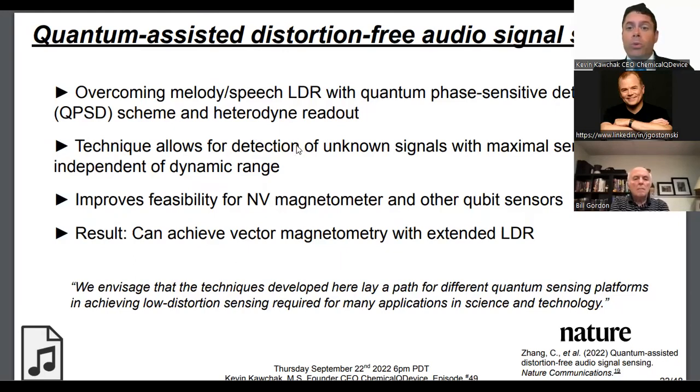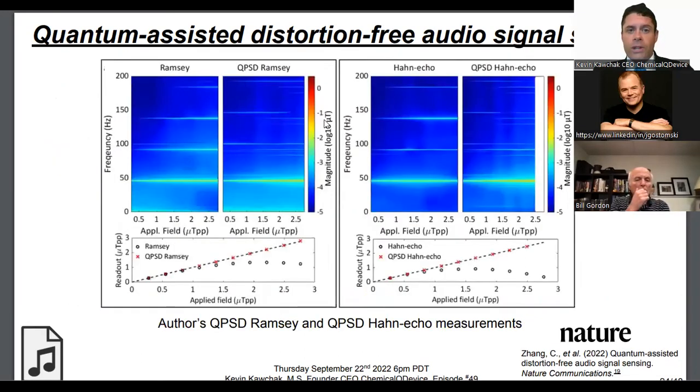They say one was Melody, which was just a basic clip that had noise, and they removed the noise. The other one was the Martin Luther King "I Have a Dream," and they removed the noise in that as well. So this is the data that goes with it. The takeaway here is that when it says QPSD Ramsey, it's better than the previous.